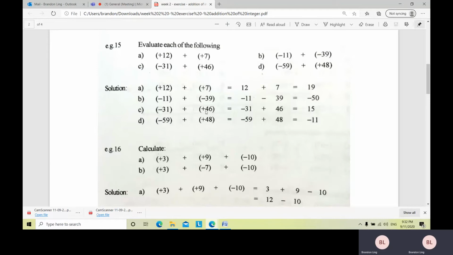Okay, the next question, negative 31 plus plus 46. If you see the same sign, that will become a positive 46. So in this case, you have 46 minus 31, you get 15. Okay, the next one is negative 59 plus plus 48. You get positive 48 because they are of the same sign here. So the next one will be negative 11 is the answer, because negative 59 plus 48 equals negative 11.